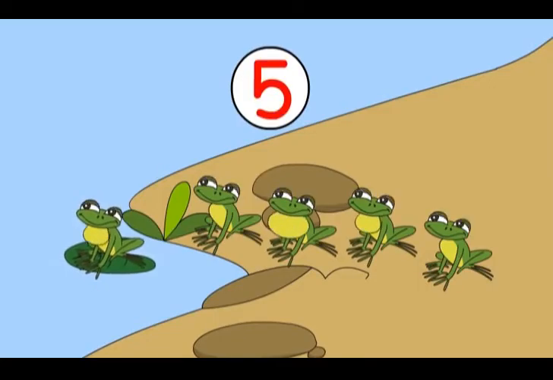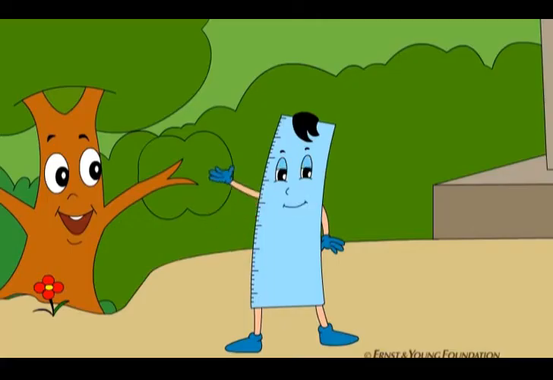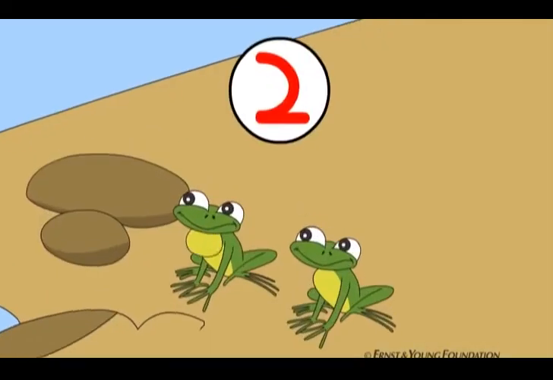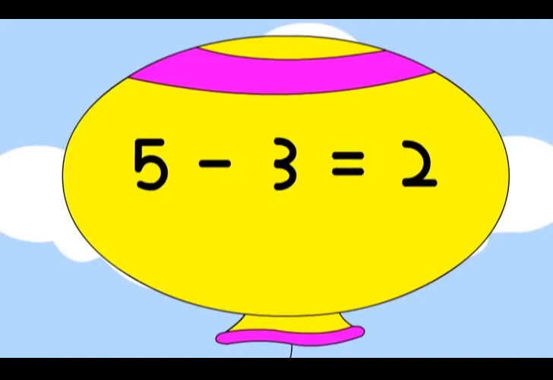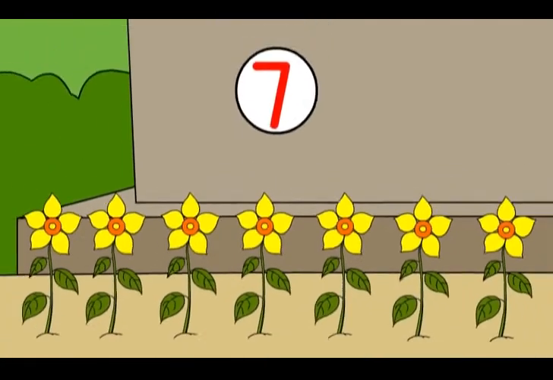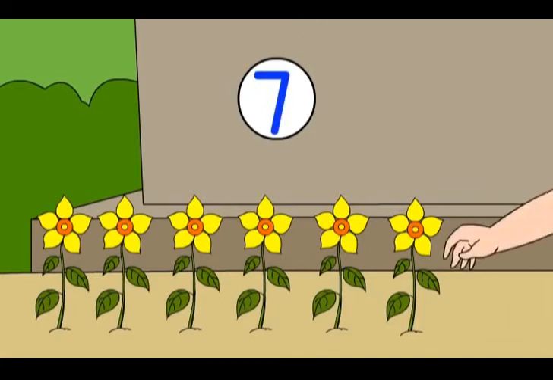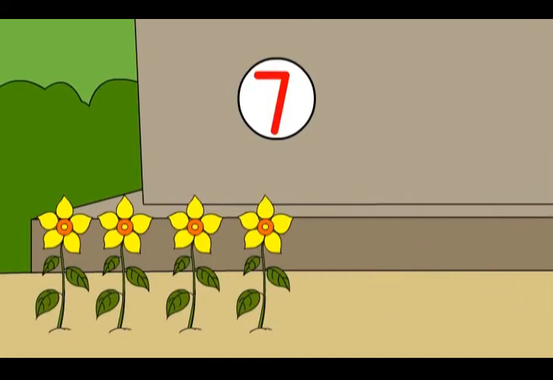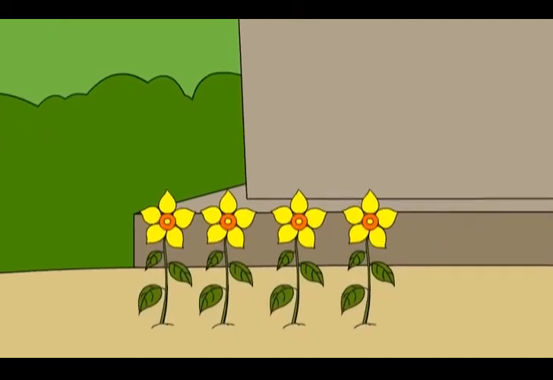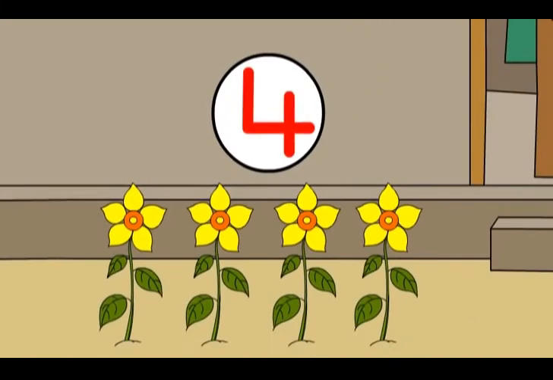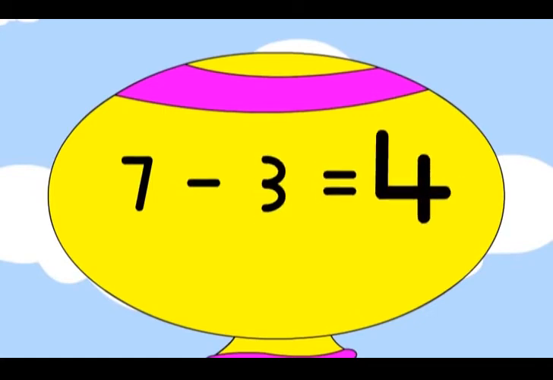Look at those 5 frogs. 3 jump into the water. How many are left? 2 frogs are left. So 5 minus 3 equal to 2. Buzz, you have 7 flowers. I take away 3 flowers. How many are left? 4 flowers are left. 7 minus 3 equal to 4.